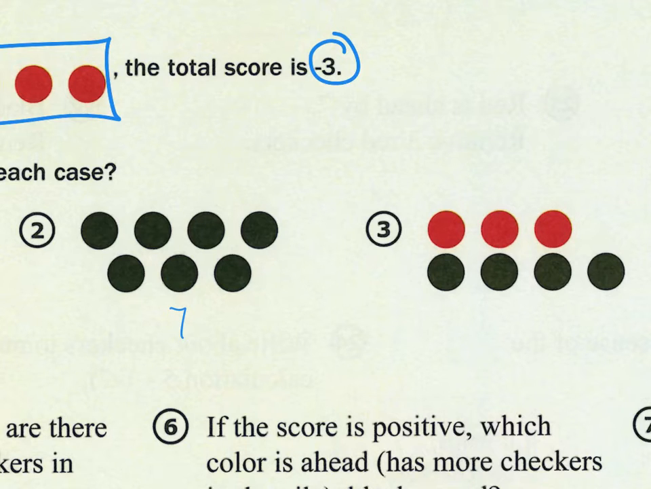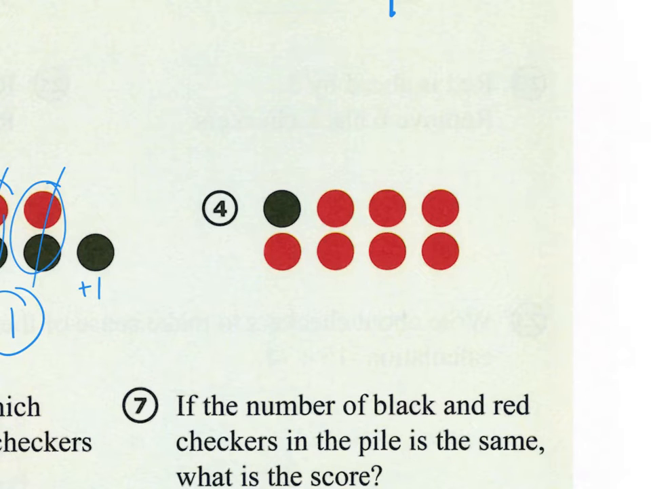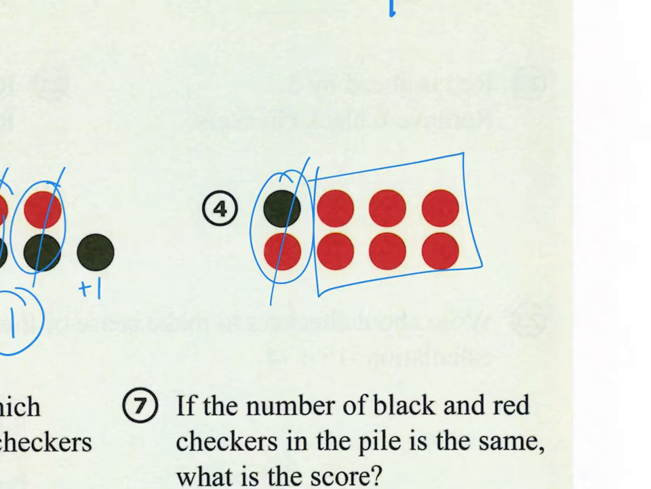In number 3, now we have pairs of positive and -1. So those are our 0 pairs. So we'll get rid of those. And what we're left with is a +1, so our total score in number 3 is 1. In number 4, we have a 0 pair right there. What we're left with is 6 -1s, or a total of -6.